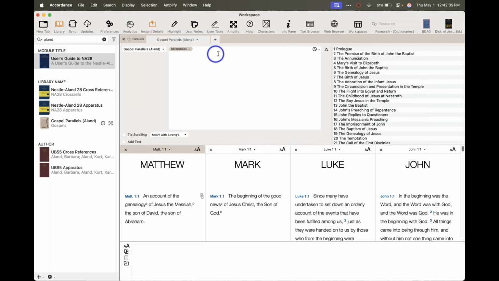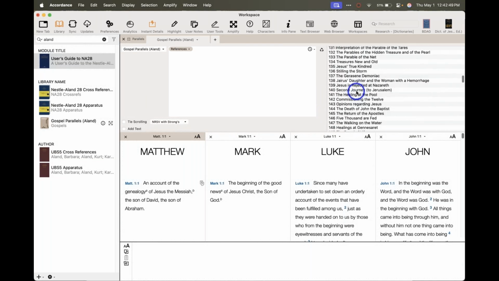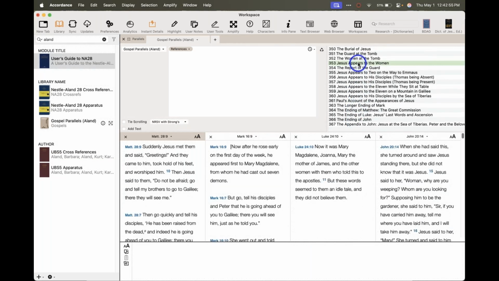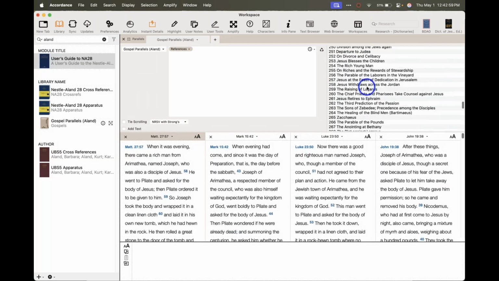I'm never probably going to have a string this long, but I do drag it around so that I can see more of the titles, and then this drags left. So I'm going to very quickly scroll through this all the way to the end. 367 is how many titles we get. And some of them will have all 4 Gospels, especially toward the end here.